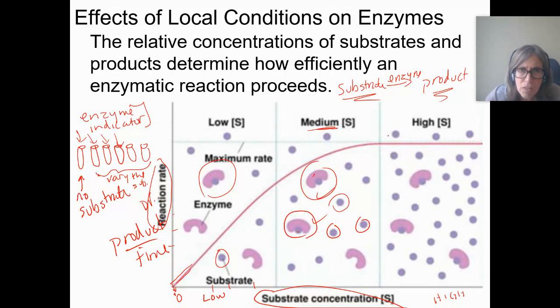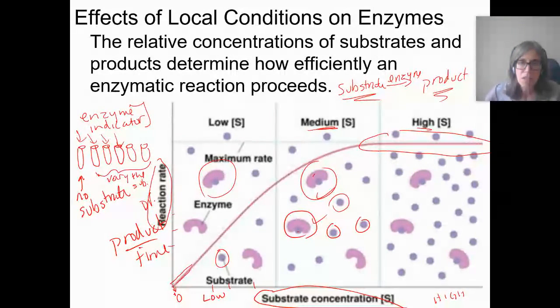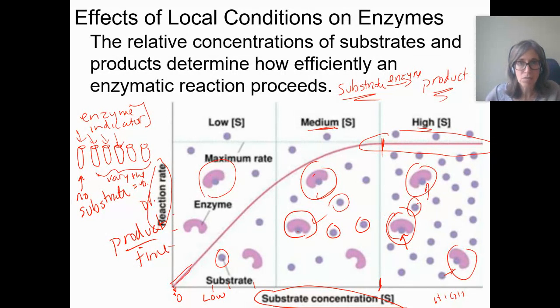And then the weird thing is it levels off. So when you have a very high substrate concentration, like let's say you're right here. At this point, you have so many substrates that your enzymes are constantly working. The substrates are in those active sites almost all the time. So the enzymes are going as fast as they can. It doesn't matter if you add more and more substrate because the enzymes just can't process any more.